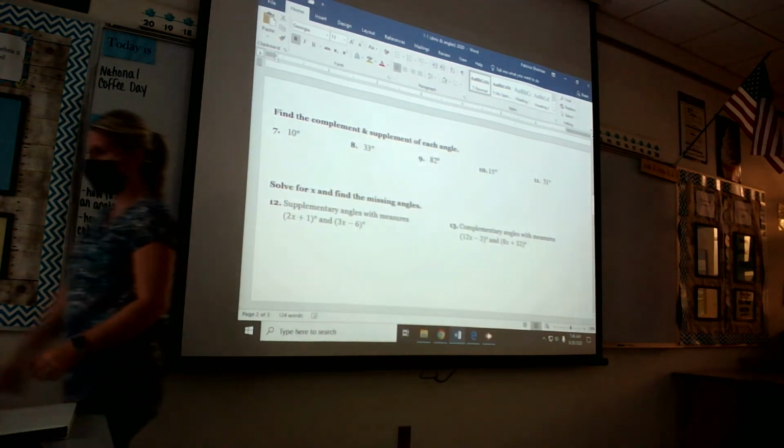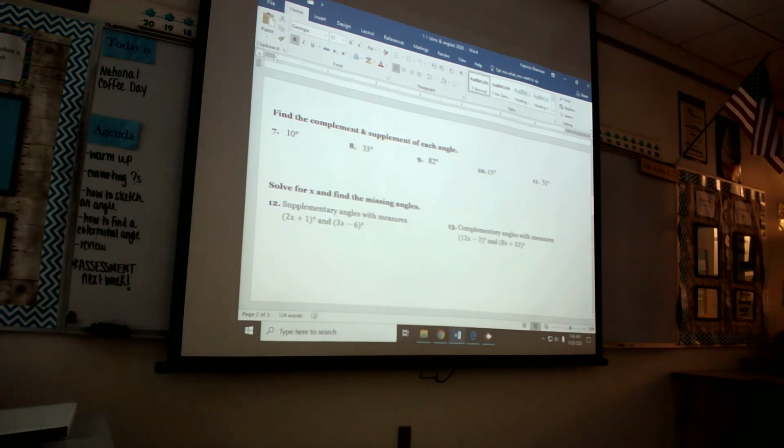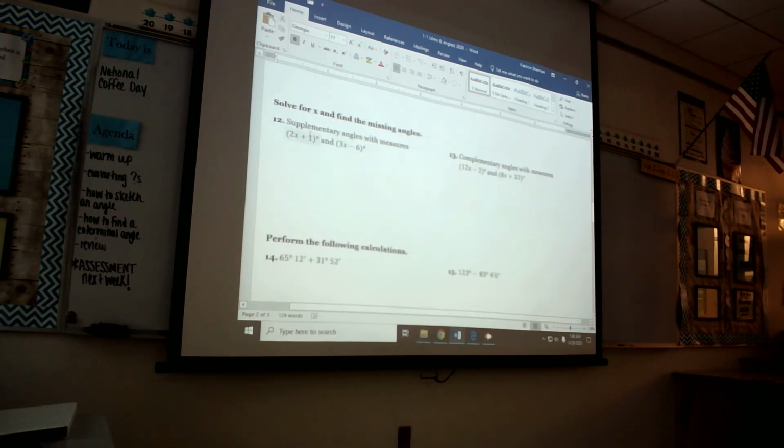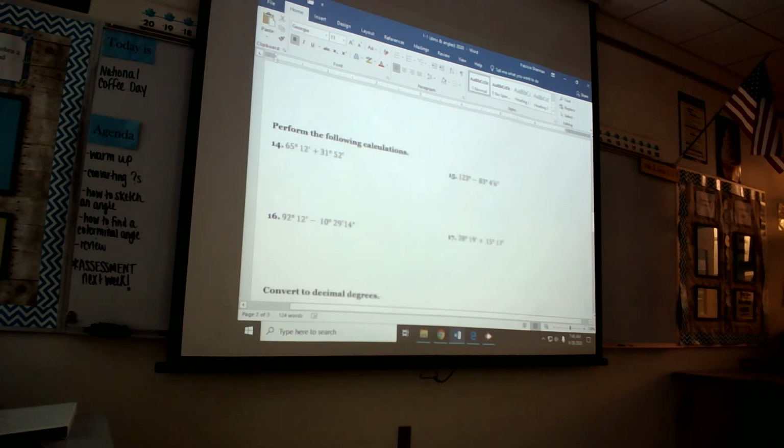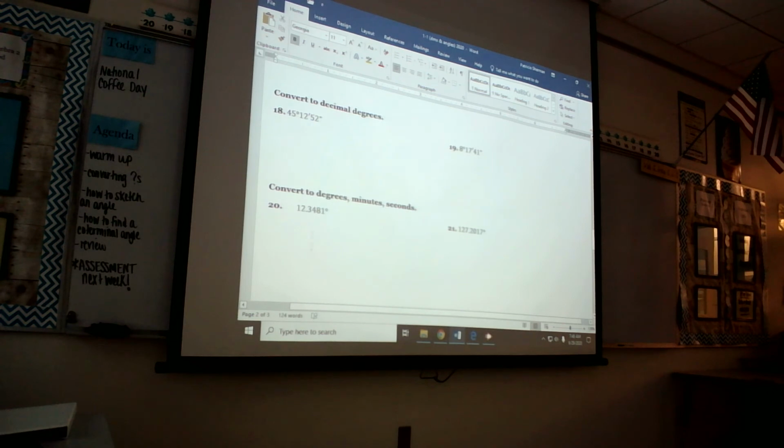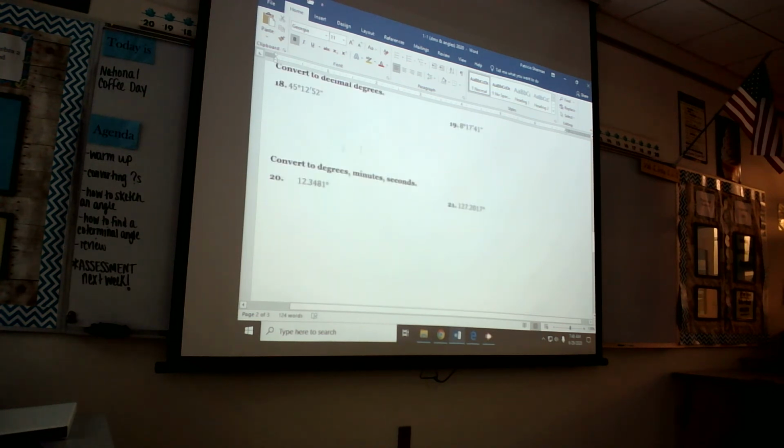Those are just some review problems. You can see complement and supplement, so you should have 2 answers for 7 through 11. One of the pairs adds to 90, one adds to 180. These are the ones we were talking about, the angle measures, whether they were complementary or supplementary, so finding that x and then plugging it back in. Then adding and subtracting degrees, minutes, seconds, and the stuff we were doing yesterday with converting.